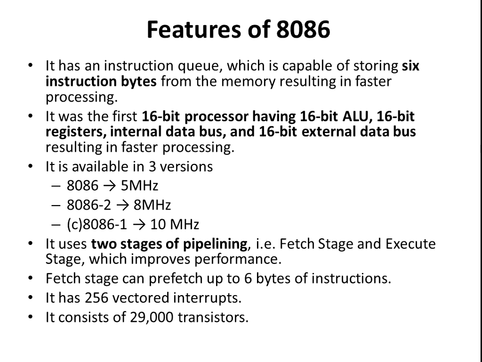Because of the instruction queue, the processor can prefetch instructions and store them in this instruction queue. At the same time, it can decode and execute the instructions from the instruction queue. So parallel processing is possible. So it will result in faster processing. The fetch stage can prefetch up to 6 bytes of instruction. It has 256 vectored interrupts. It consists of 29,000 transistors.